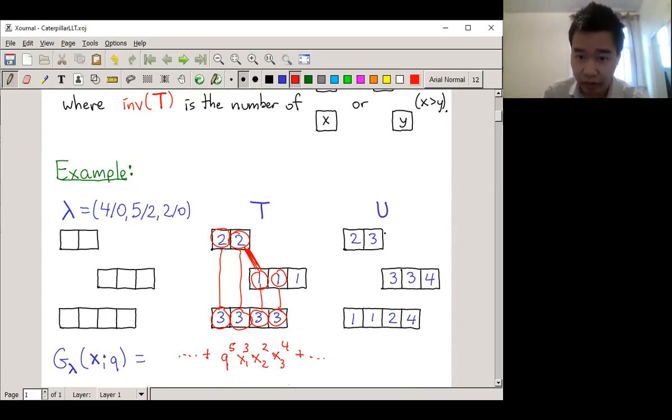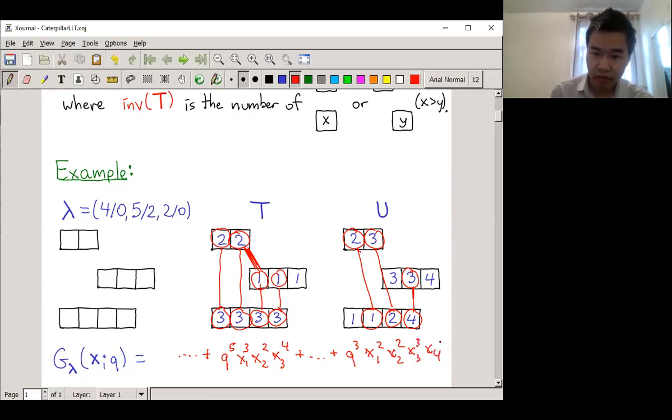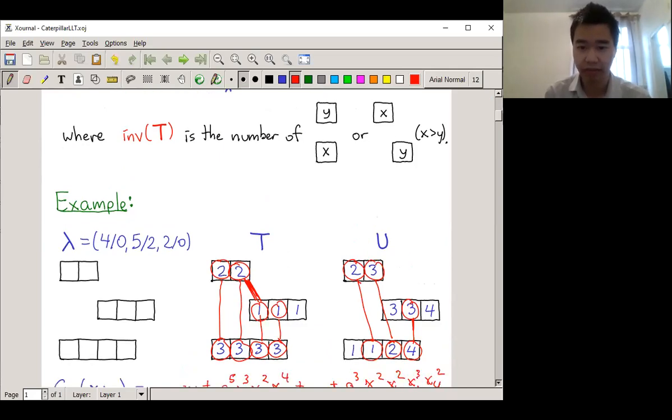Similarly, for the tableau U, I find the inversions, so a bigger cell below a smaller one in the same column, and also a bigger one above and directly to the left of a smaller one. So I think this tableau U should have 3 inversions, and it contributes this monomial. Okay, so the LLT polynomial G lambda is going to be a sum of many, many terms that look like this. Are there any questions about these terms or inversions?